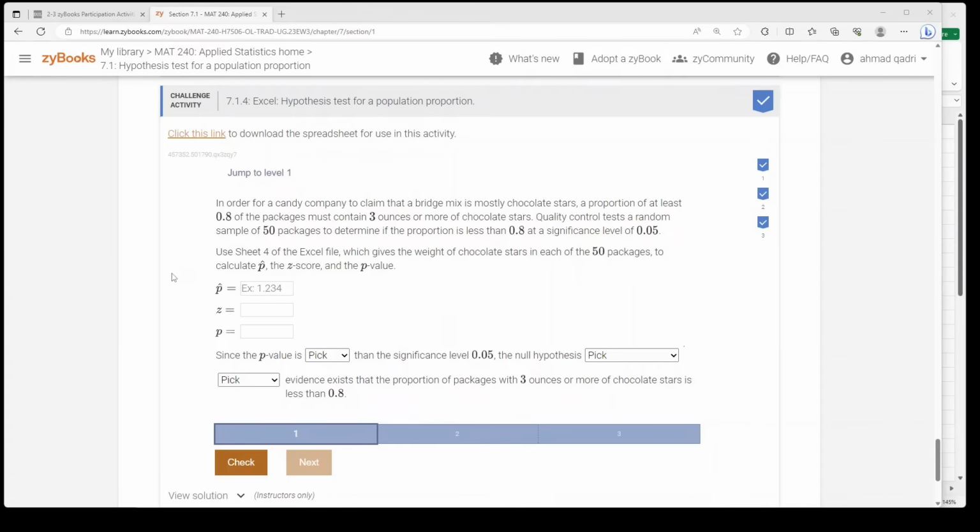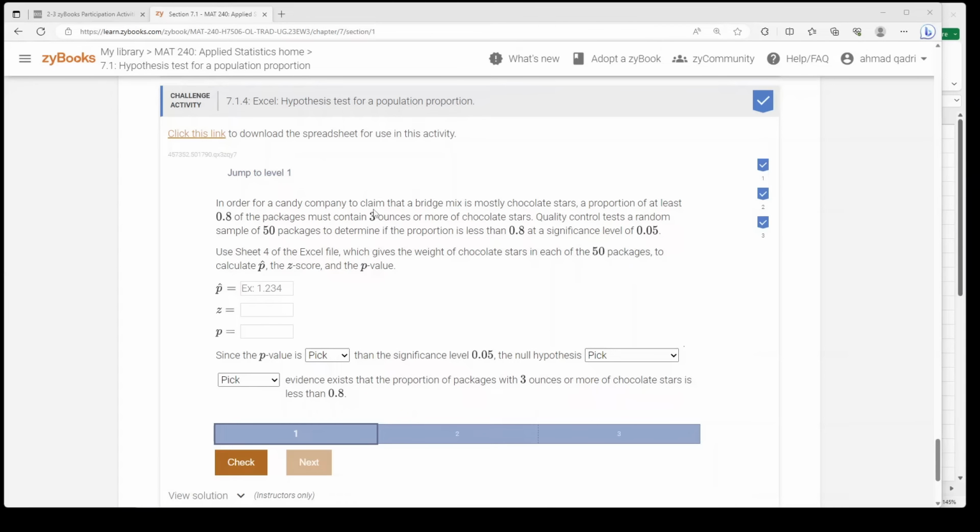This is challenge activity 7.1.4. This is about hypothesis tests for a population proportion, and you'll be answering this series of questions by working in this Excel sheet that you can download by clicking this link. So let's go over the first question.